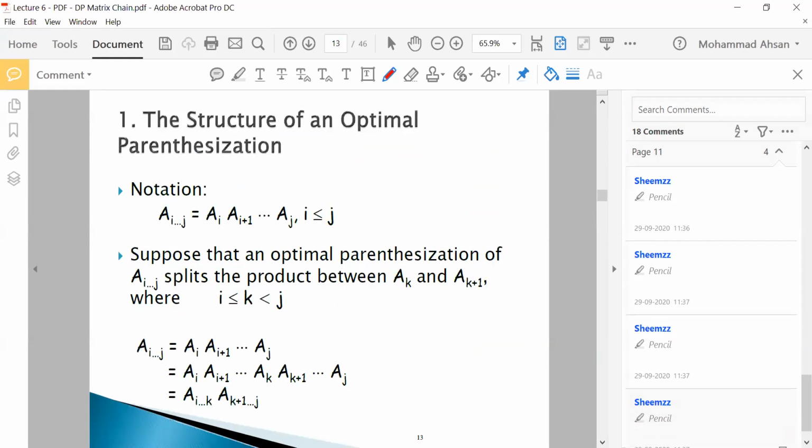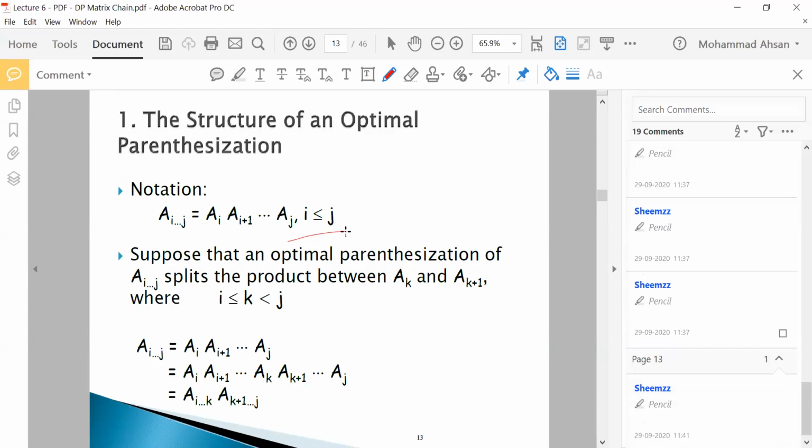Okay. So the first step of dynamic programming, we have to find the structure of an optimal problem, or in this case, optimal parenthesis. These are the notations we are using. You have a chain of matrices I to J, I is less than J. For optimal parenthesization, we have to split at a point K, and K will range from I to J. It can be equal to I, it cannot be equal to J, which I explained earlier.